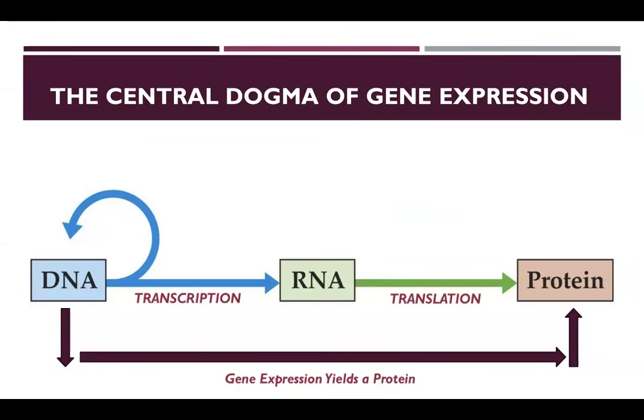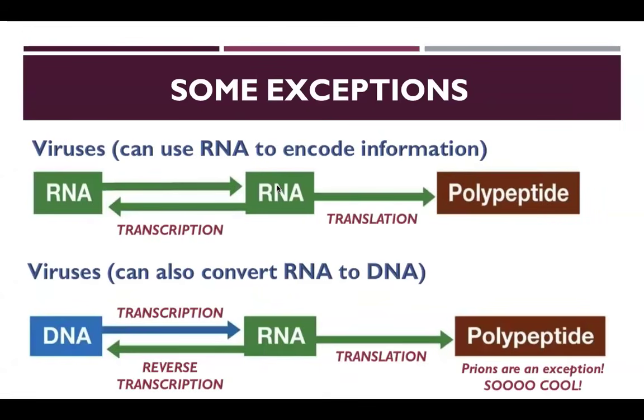So from gene to protein, the central dogma of gene expression: DNA gets converted into RNA through a process known as transcription, then that RNA gets translated into a protein. However, there are some exceptions to the central dogma. For example, RNA can be transcribed into other RNA, and that RNA can be translated into a polypeptide. Those are known as viruses. Some viruses use RNA, but you also have viruses that convert RNA to DNA through reverse transcription. So DNA gets transcribed into RNA, that RNA gets translated into a polypeptide, or RNA can get reverse transcribed back into DNA, and then it can become part of the cell.